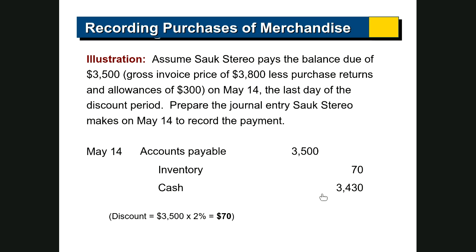3,430 because that's 2% discount from this 3,500. So you're not going to pay the entire cash. You're going to pay the cash, which is 2% discounted, and the rest will be reduced from your inventory, right? The rest will be reduced from your inventory. Is that clear? Right? Because now your inventory is no longer costing you 3,500. It is costing you 3,500 minus 70. Is that clear?